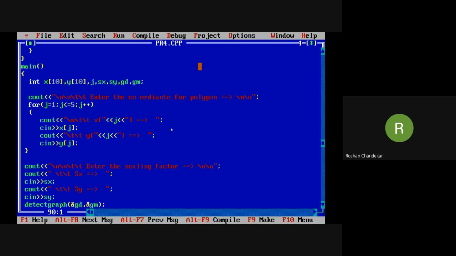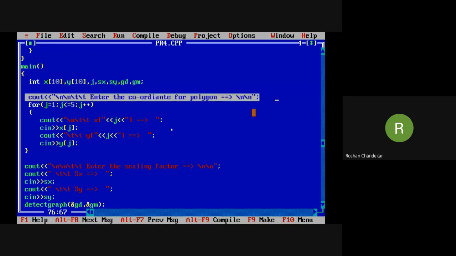The variables we require here are J for looping through the polygon, Sx and Sy for scaling the polygon, and gd and gm, which are the graphics driver and graphics mode. First of all, we have to take the coordinates of the polygon. So we write a statement, cout, enter the coordinates of polygon.